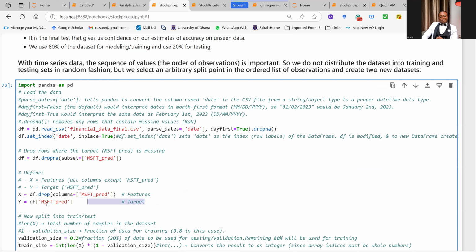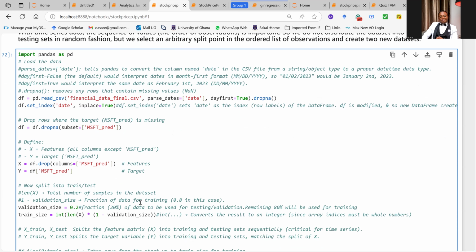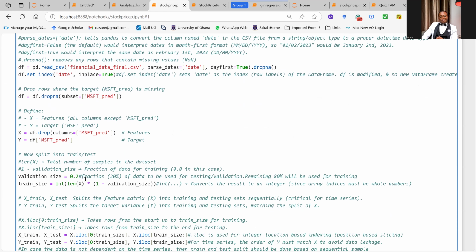So you see that one here. You might think X2 is the dependent variable. No, it's not. This one says to drop the column which contains this. So X will be anything else that is not the dependent variable. And of course, this is the dependent variable, the target variable. Okay. So you have Y being the target variable, which is Microsoft predicted, and then everything else is the independent variable. Now we are going to do the splitting.